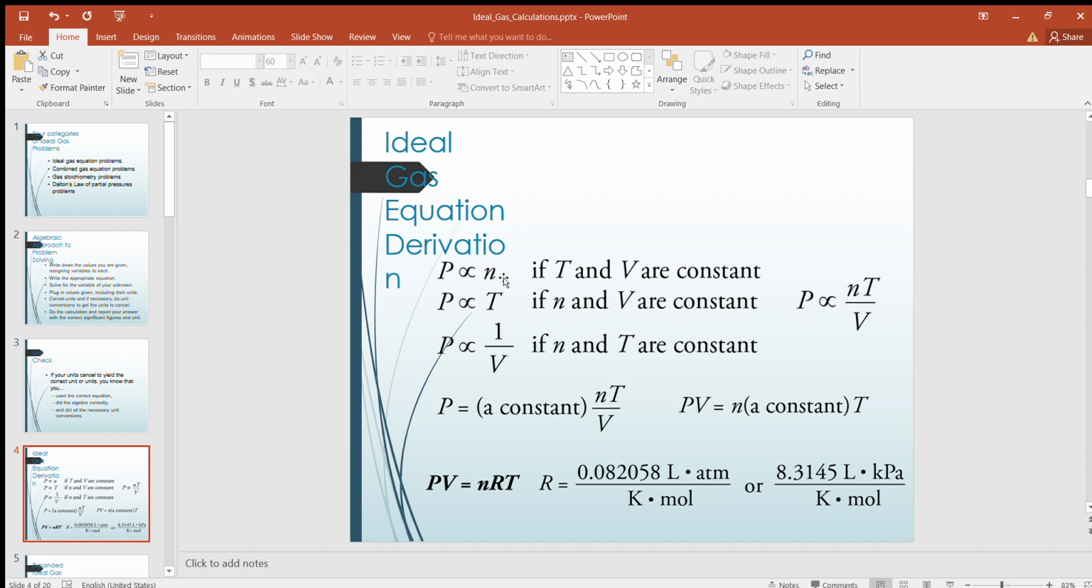So the pressure P will be directly proportional to nT upon V, and P is equal to a constant times nT upon V, or we can say that PV is equal to a constant times nT. So now PV is equal to nRT, and R, we all know, is equal to 0.082058, or you can say 0.08206 liters atmosphere per Kelvin per mole, or in terms of other units it's 8.3145 liters kilopascal per K per mole.